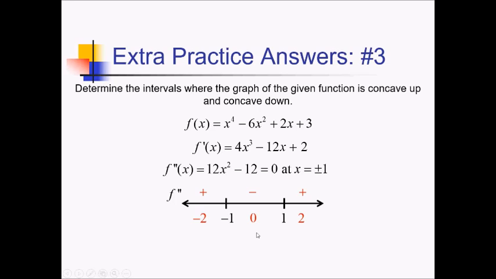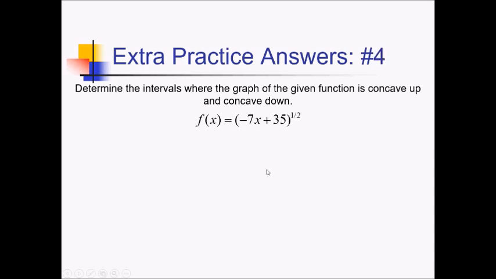Since f double prime is positive on these outer intervals, that means f is concave up from negative infinity to negative 1 and from 1 to positive infinity. Since f double prime is negative between our critical values, f is concave down from -1 to +1.